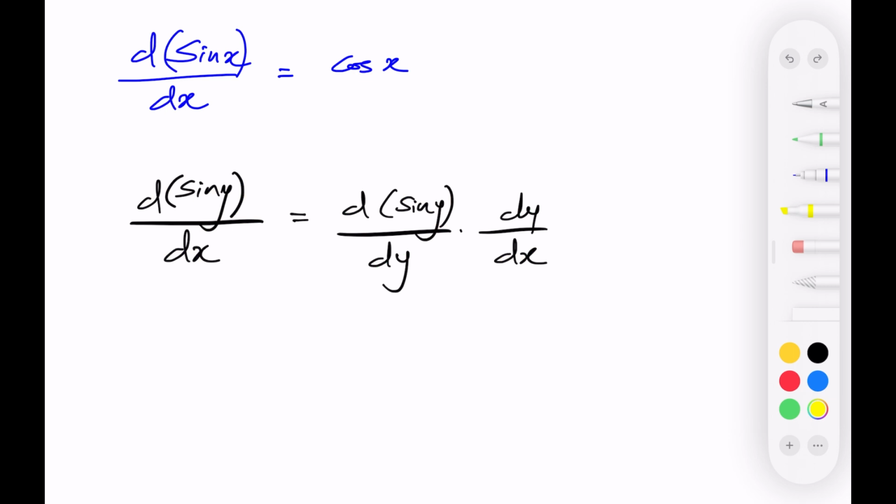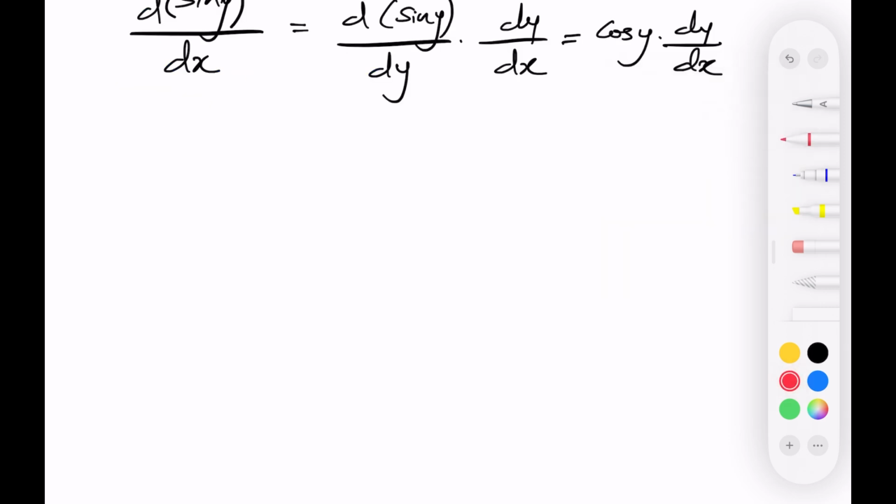Now we can write down the answer for this problem. This is going to be equal to d sine y over dy, sine y differentiated with respect to y. That should be equal to cosine y. That times dy by dx. I simply have to write down times dy by dx. Just remember this pattern when you have to differentiate a function written in terms of y.